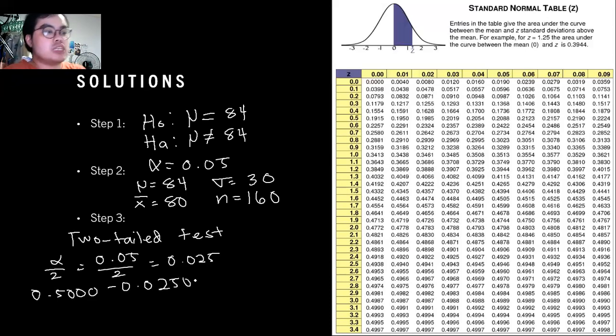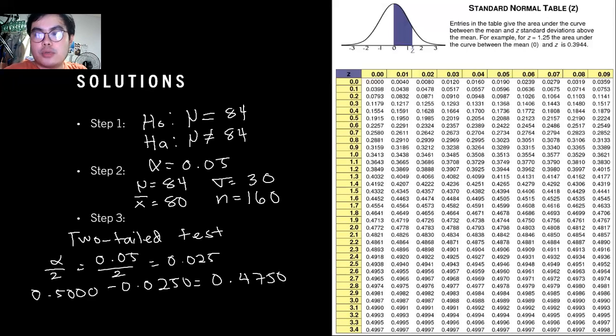Bakit dinivide siya sa 2? Kasi two-tailed siya. Pag two-tailed kasi, there are two rejection areas. Okay. So, subtracting po, it will become 0.4750.